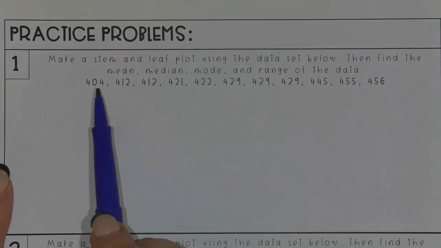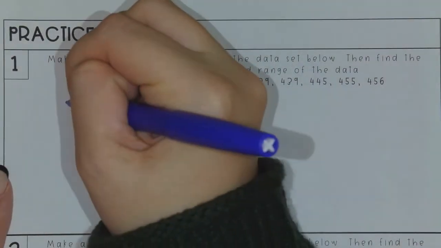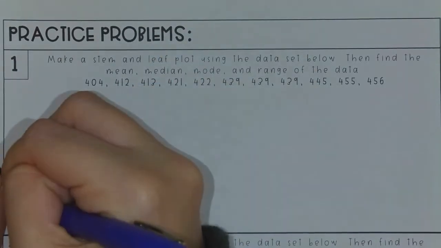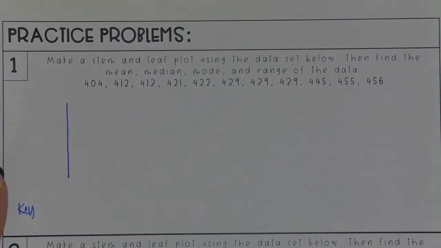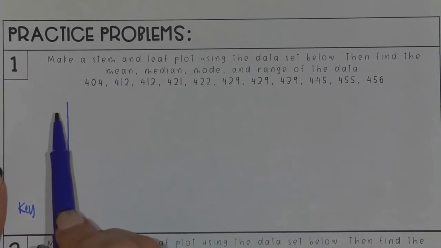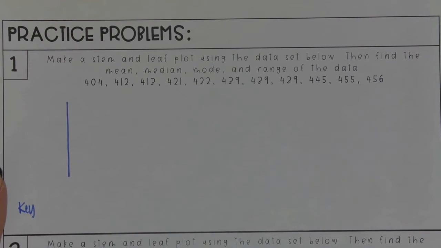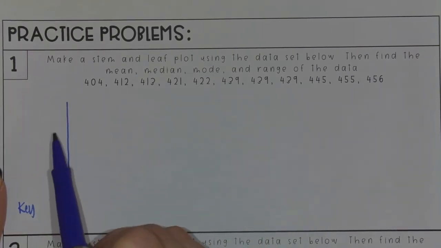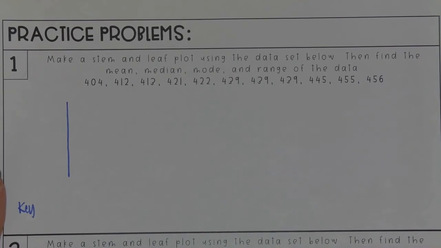So when I look here, I see all of my numbers are in the 400s. So I'm going to go ahead and make my straight vertical line, and then let's talk about the key. There are a few different ways that I could break up the key. I could make my hundreds and my tens be the stem, and my ones would be the leaf. Or I can make my hundreds be the stem and my tens and my ones be the leaf.